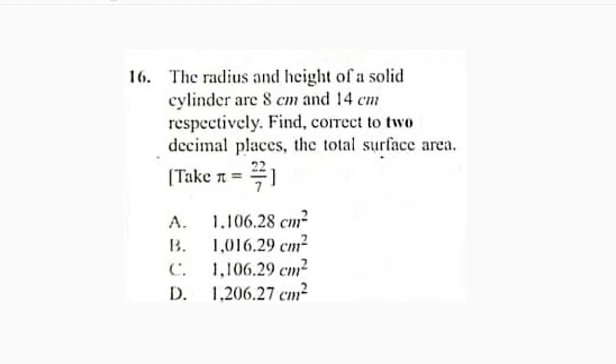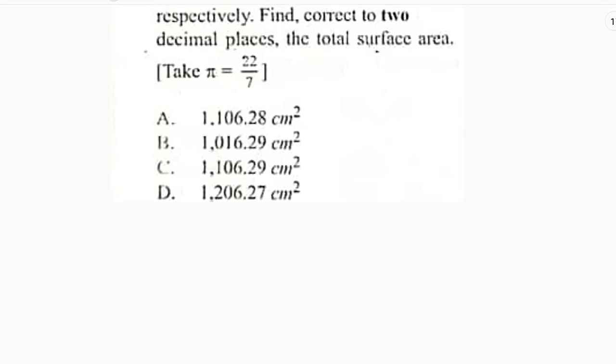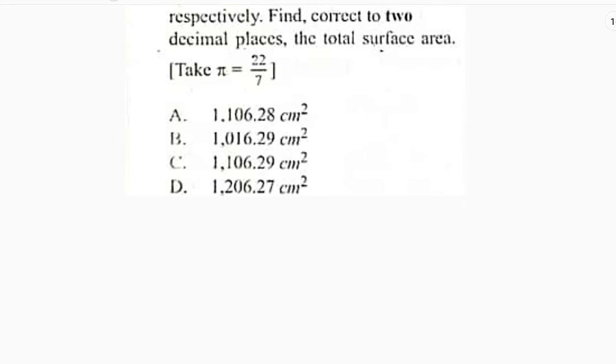All right, here is question number 16. The question reads, the radius and the height of a solid cylinder are 8 centimeter and 14 centimeter respectively. Find correct to two decimal places the surface area of that cylinder, taking pi as 22 divided by 7. We have available options. So first of all, what will be the formula?